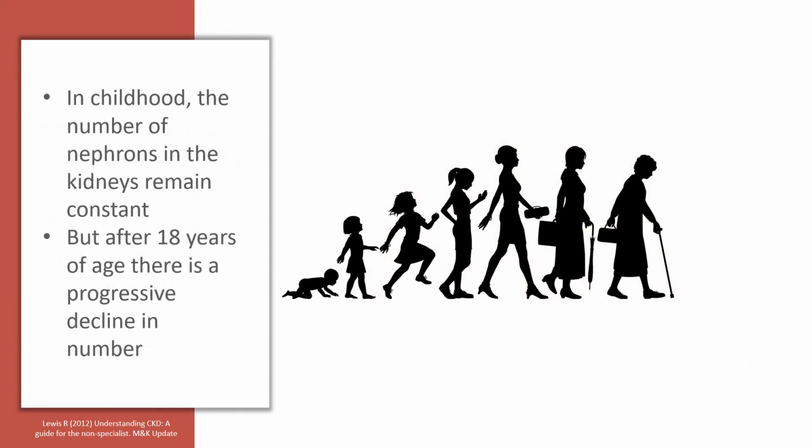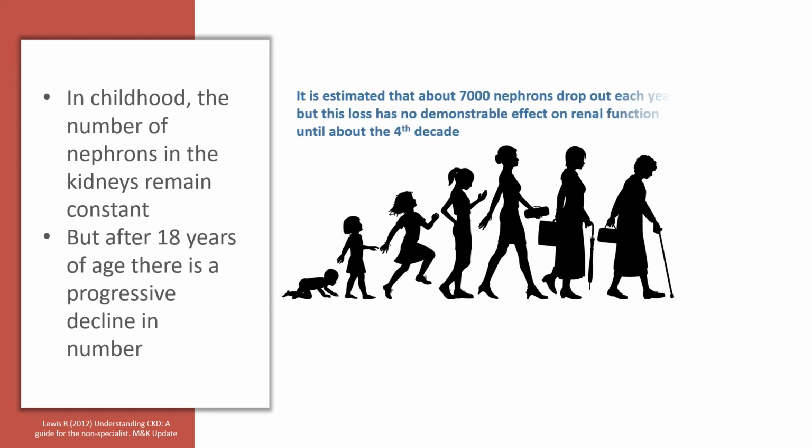And the other thing about the kidney is that in childhood, the number of nephrons in the kidney remains constant. But after about the age of 18 years, there is a progressive decline in numbers. So that's just after the age of 18. It's estimated that about 7,000 nephrons drop out each year. I just need to mention here that we do have about 1 million nephrons in each of our kidneys, by the way.